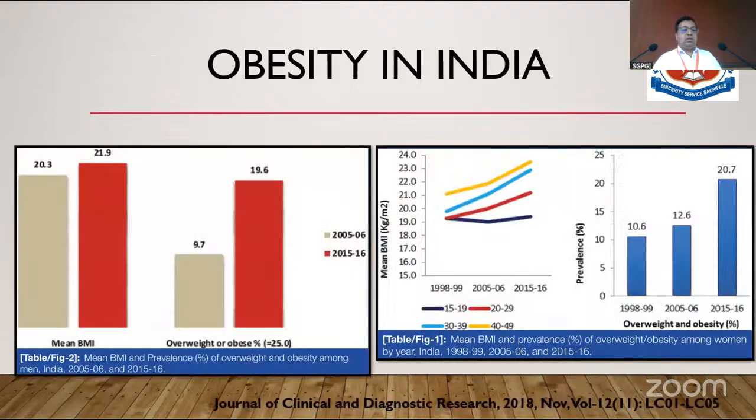As shown in this diagram, from 2005 to 2015, mean BMI changes from 20.3 to 20.9, and the percentage of people having obesity or overweight changes significantly from 9.7% to 19.6%. And also shown in the next diagram, from 1998 to 2015-16, mean BMI and overweight are continuously increasing.